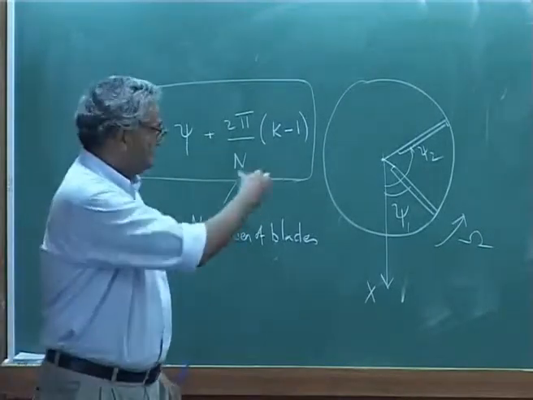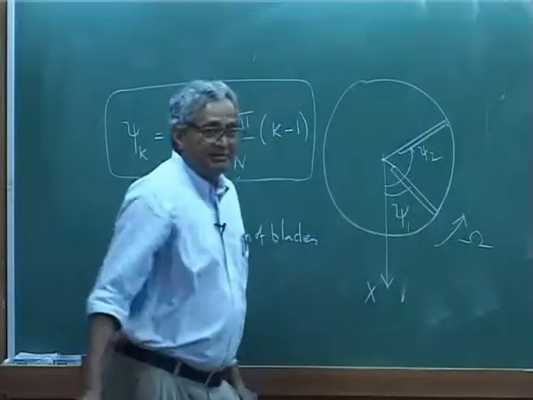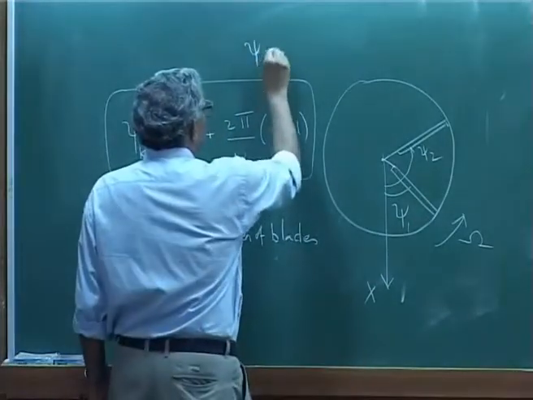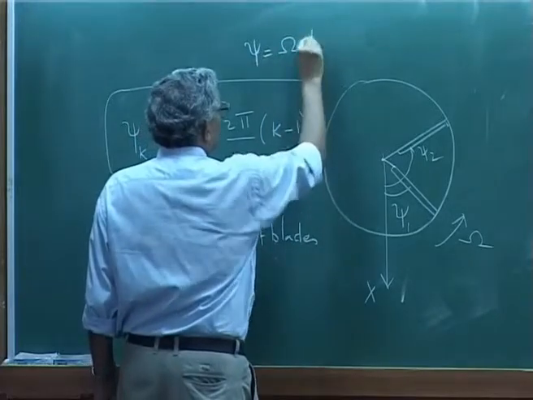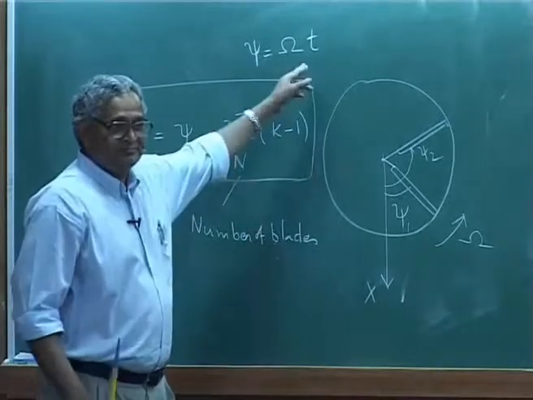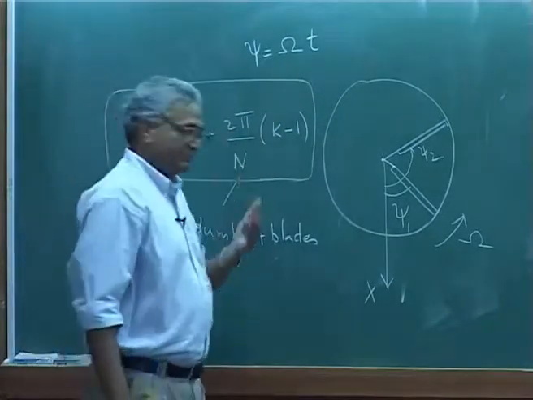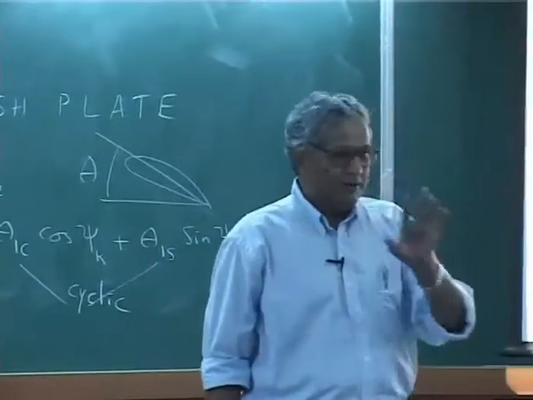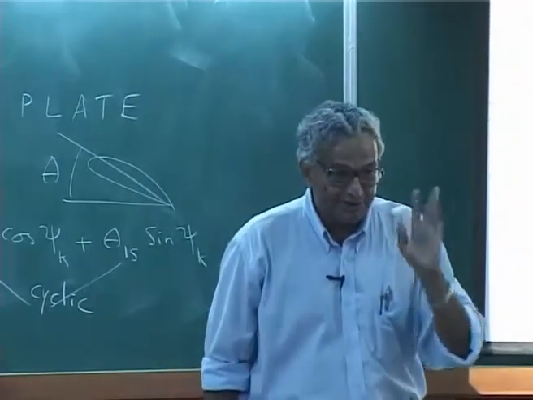And what is this psi? That is the angle of the first blade, but that is nothing but omega t. Omega is the rotor angular velocity. Got it? Now, you have only these 3 inputs that the pilot gives.